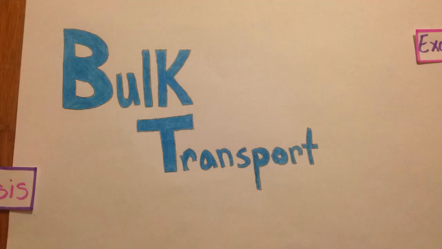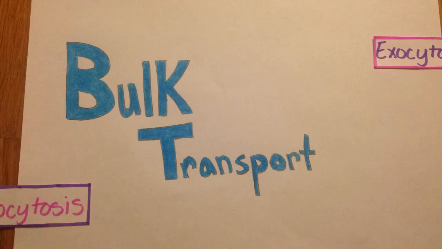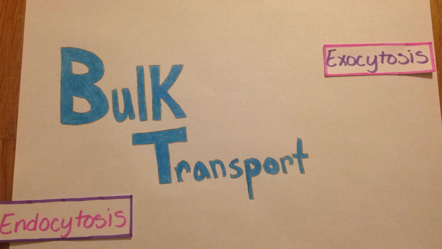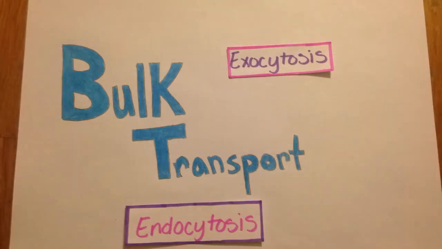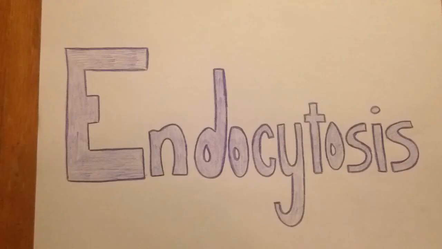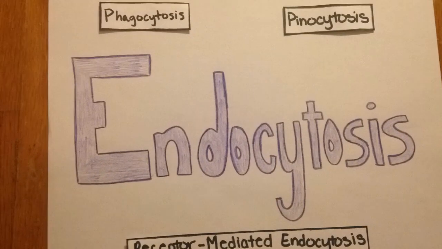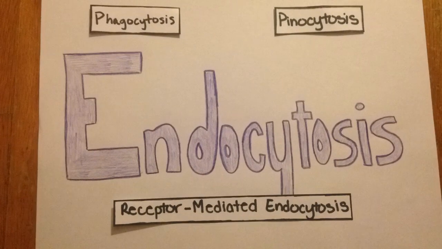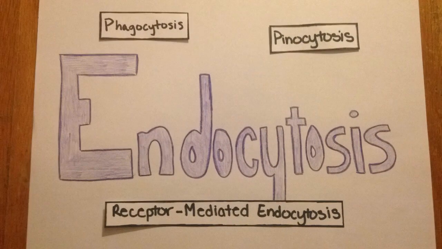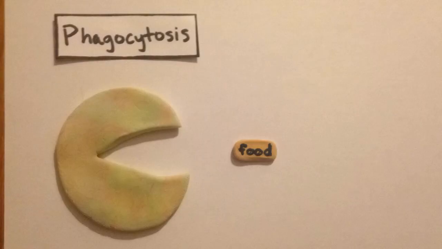Bulk transport is used when a cell needs to transport large polar or charged molecules through the cell membrane. There are two types of bulk transport: endocytosis and exocytosis. Endocytosis is a type of bulk transport which will cause the cell to engulf foreign objects. Phagocytosis, pinocytosis, and receptor-mediated endocytosis are different types of endocytosis.